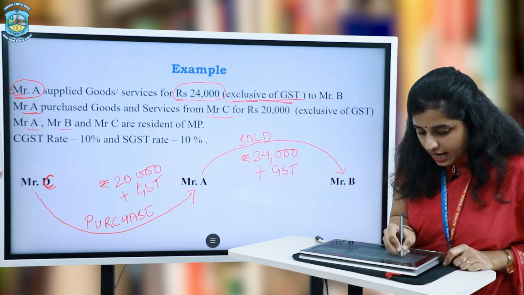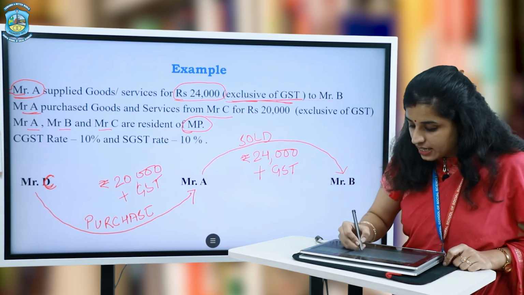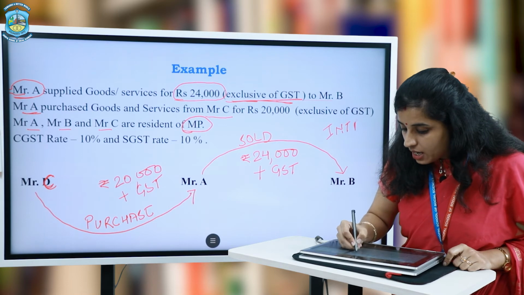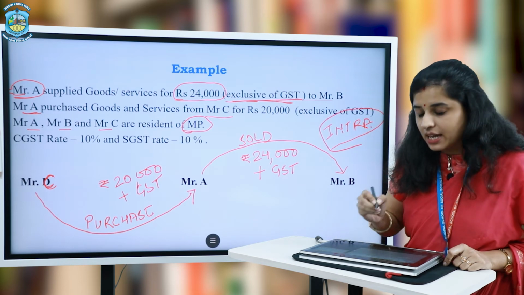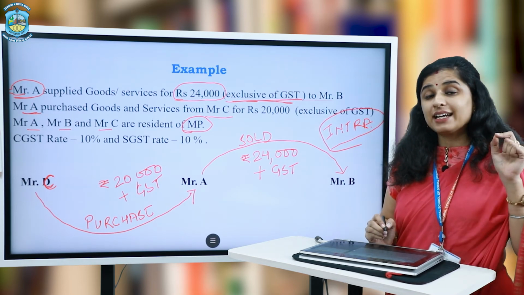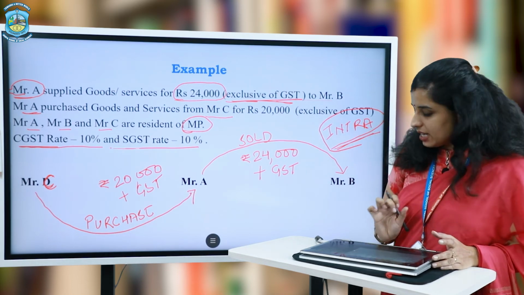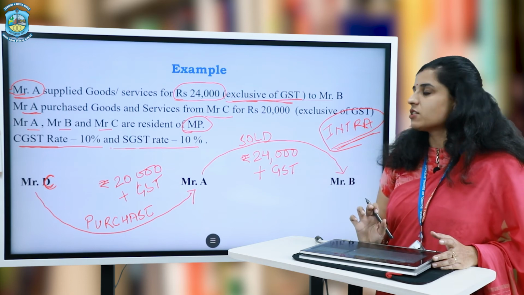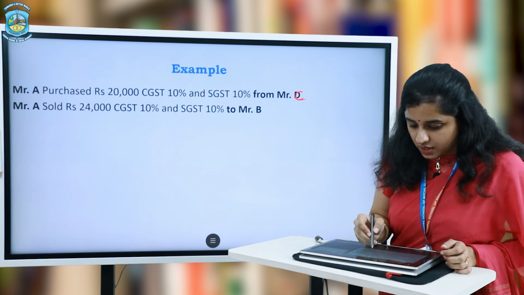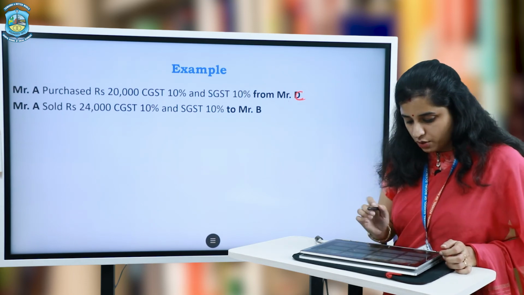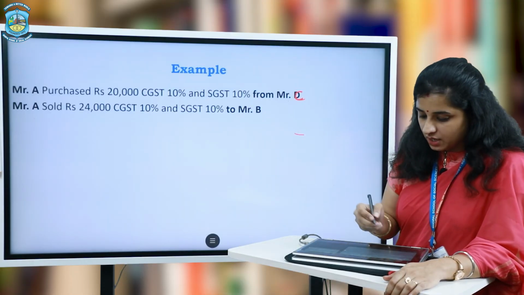Mr. A, B and C are residents of MP. That means this transaction is an intrastate transaction. Why? Because all the three parties belong to the same state. So, it is actually an intrastate transaction and not an interstate transaction. The rate of CGST which is given is 10% and the rate of SGST is also 10%. So, this is the summary. Mr. A purchased from Mr. C, Mr. A sold it to Mr. B. Now, let us continue solving the question.